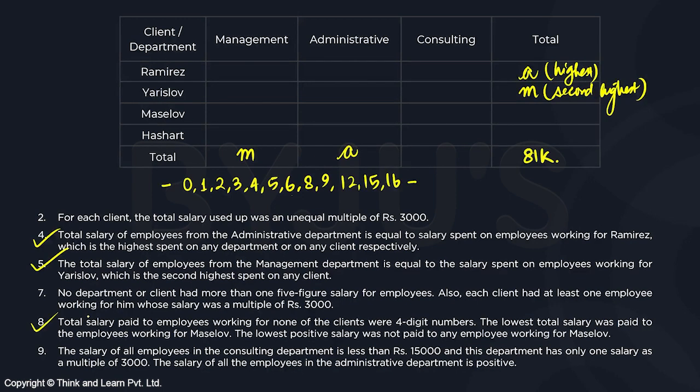Next, if we look at the 8th statement, the total salary paid to the employees working for none of the clients was a 4-digit number. So the total is going to be a 5-digit number, which is going to be 10,000 and above. The lowest total salary was paid to the employees working for Maslow. So this is the lowest number we can have. And the lowest positive salary was not paid to the employee. So we will remember this point. We will come back to this point later on because we cannot fill anything from this.